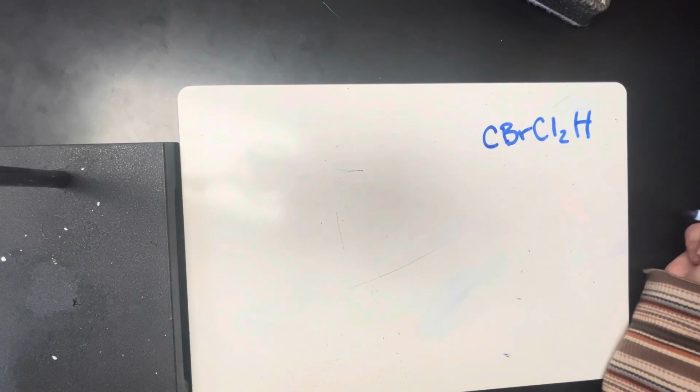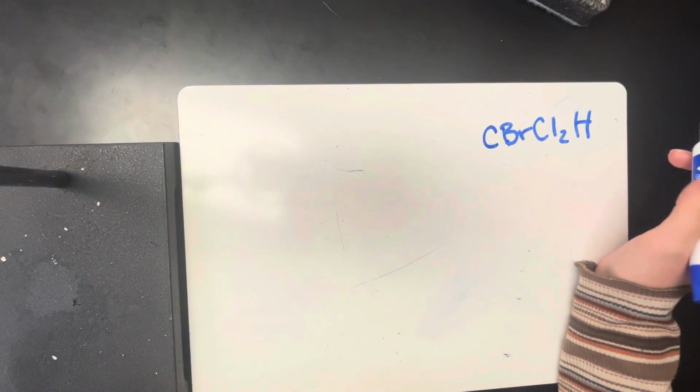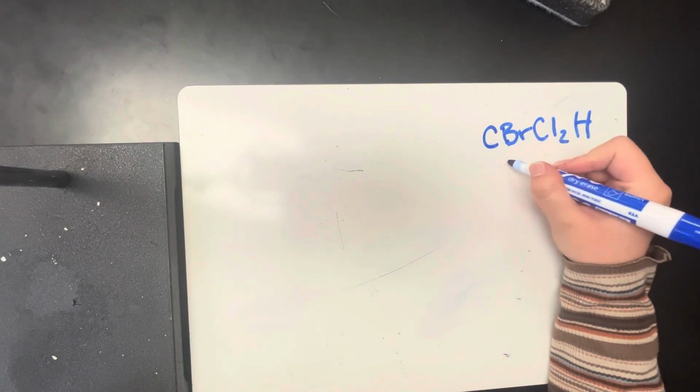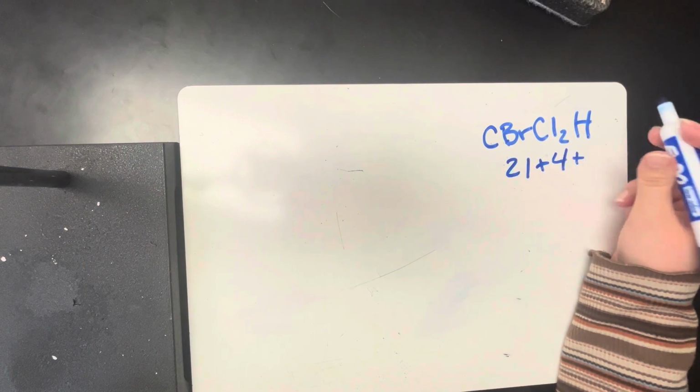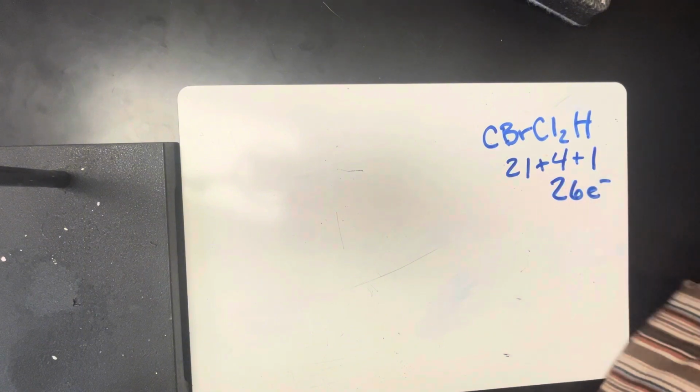Okay, so we're gonna make the Lewis structure. You first have to calculate how many electrons there are. So Br and Cl are both 7. They both have 7 valence electrons, and there's 3 of them. So it'd be 21 plus carbon, which is 4, plus hydrogen, which is 1. So we'd have 26 electrons in total.